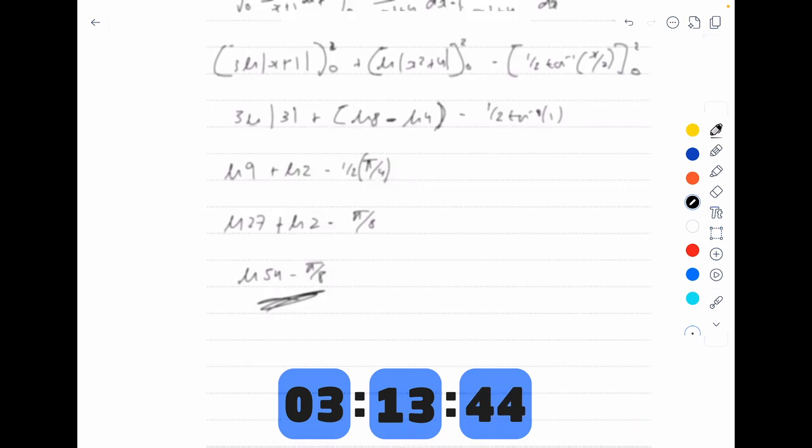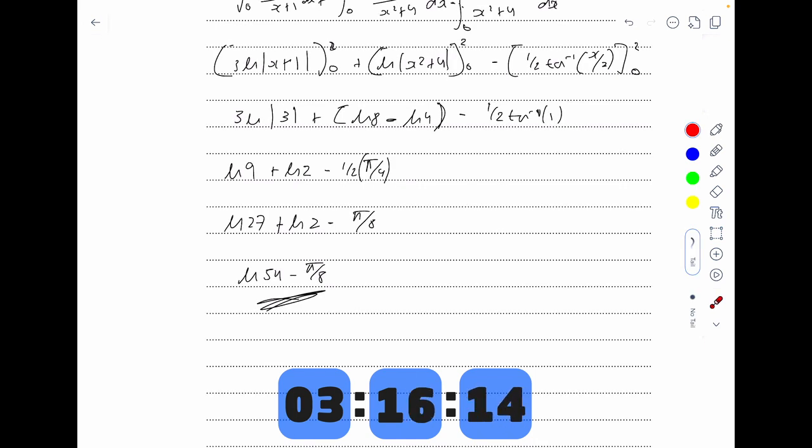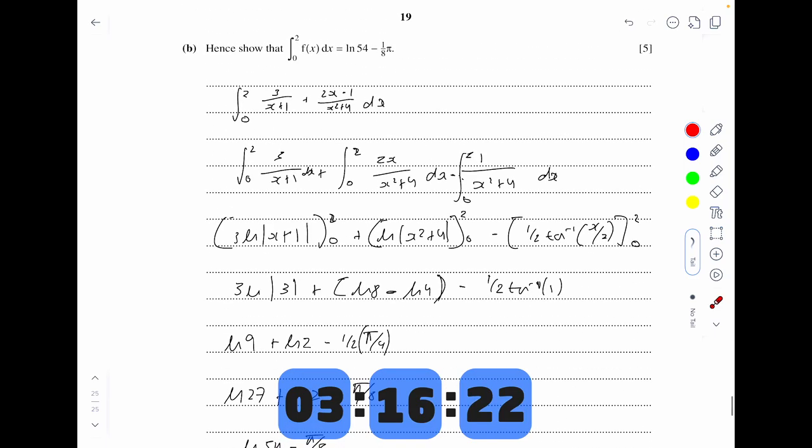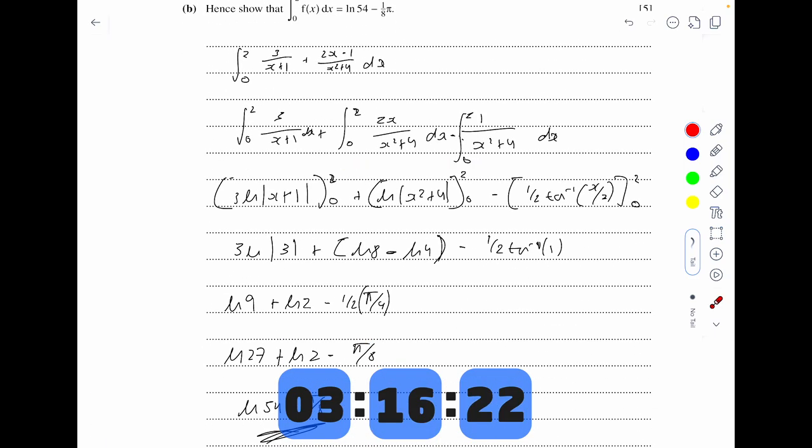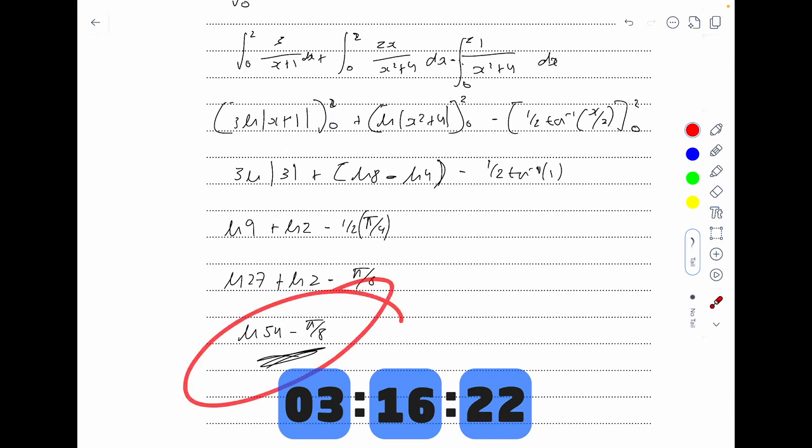So final answer. Brilliant. So 2 minutes, or 1 minute 45. Perfect. So just a quick recap there. We broke it up, and over here, this is the real sticker. Looking at the formula sheet, you're able to see that we get arctan. Then we put that in, pretty simple substitution. We just calculate the bounds between 0 and 2, and we finally get ln 54 minus pi over 8.